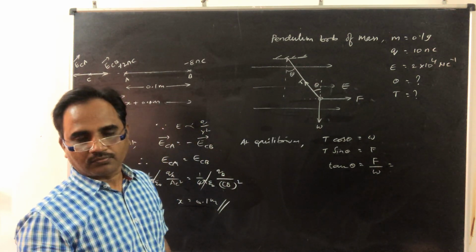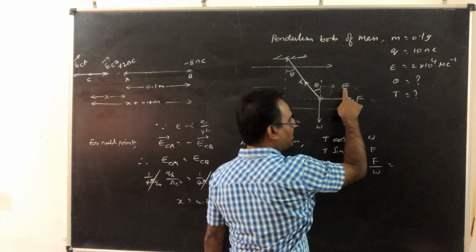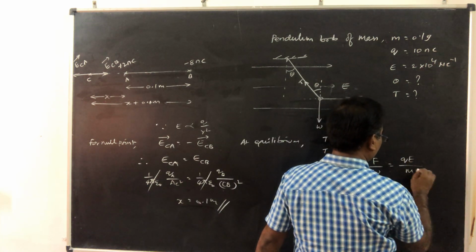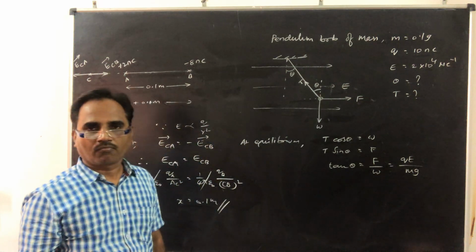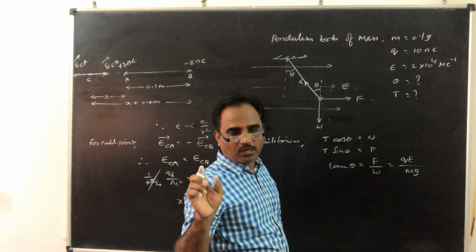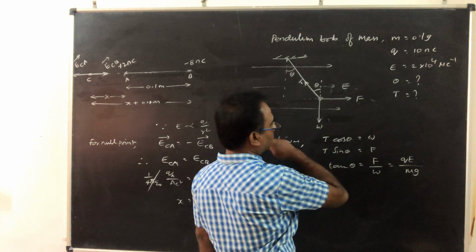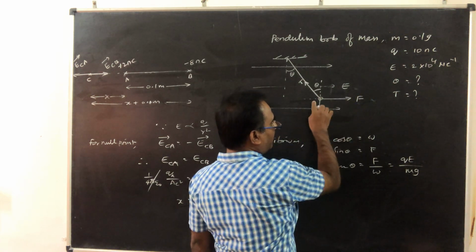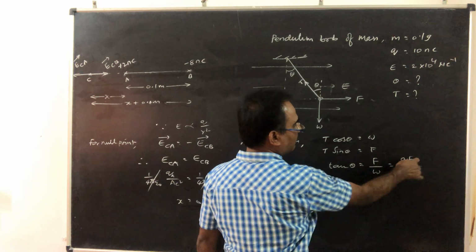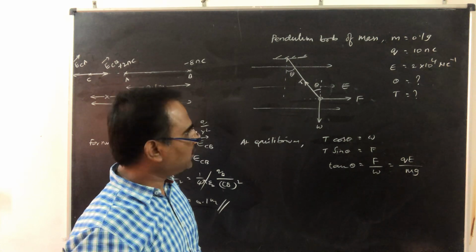What is this F? When a charge Q is in the electric field E, this force F will become Q into E. Earlier there were two charged pith balls, and the force between them is given by Coulomb's law. But in this particular problem, this charged pendulum, being in the electric field, experiences a force this side. The magnitude of this force is given by QE. So tan theta is equal to QE by mg.